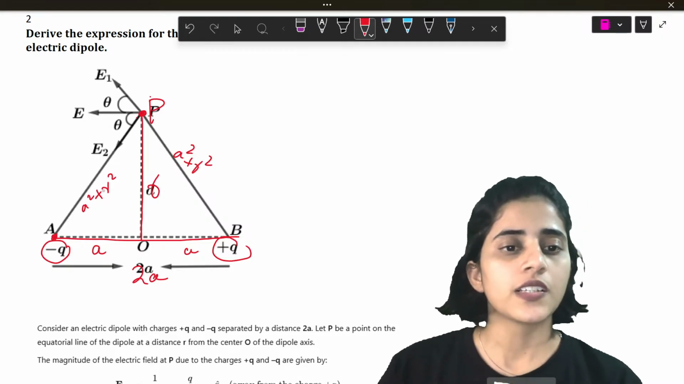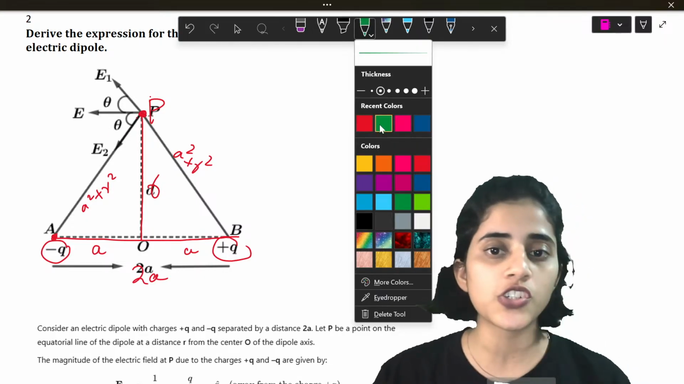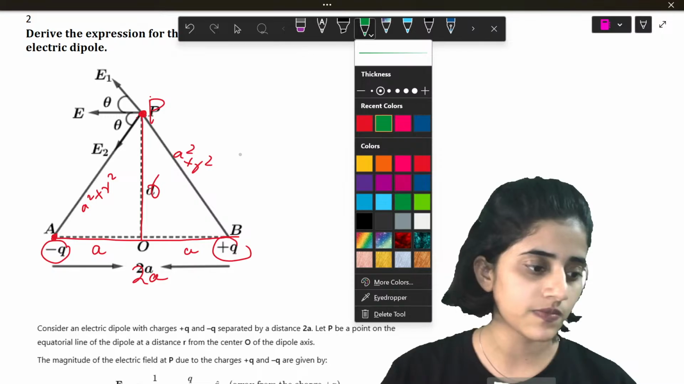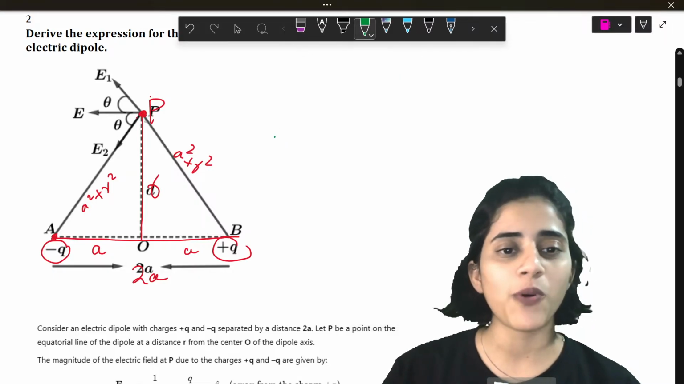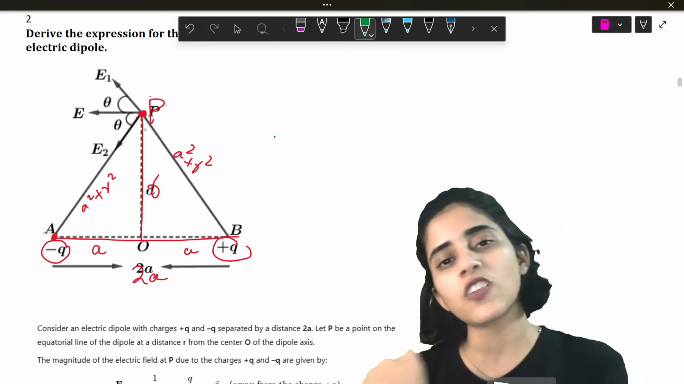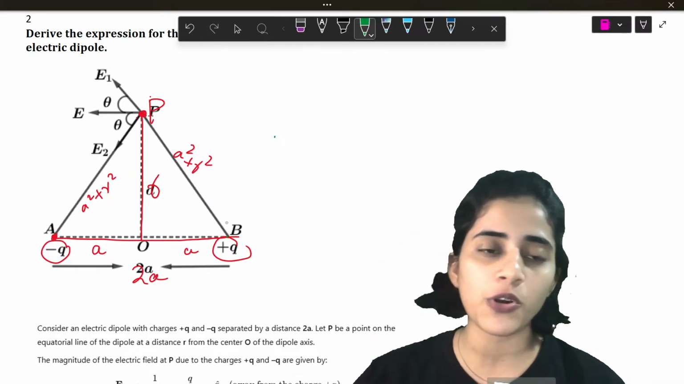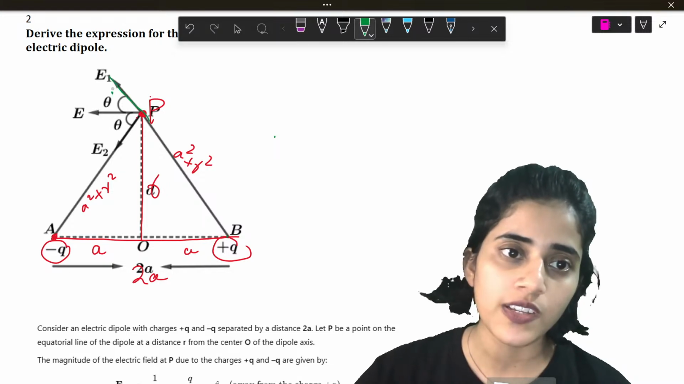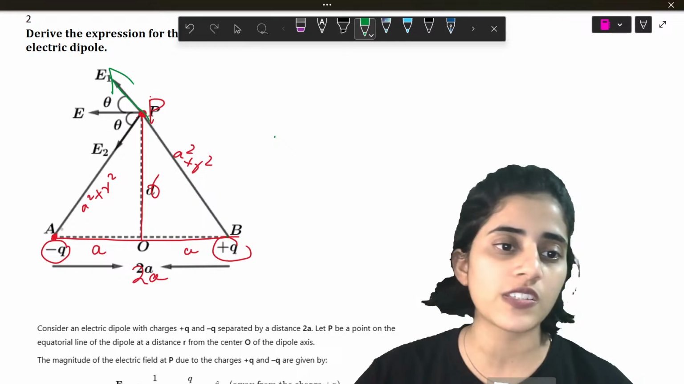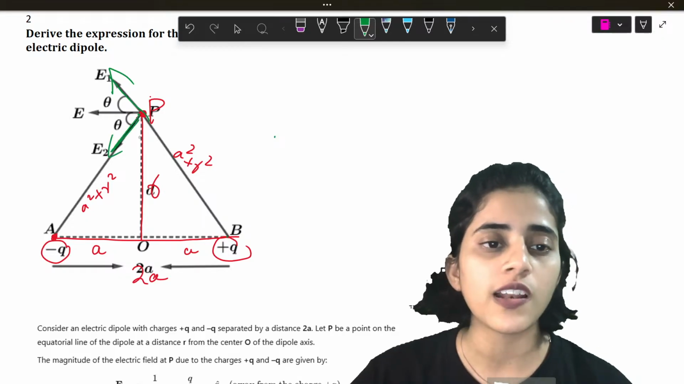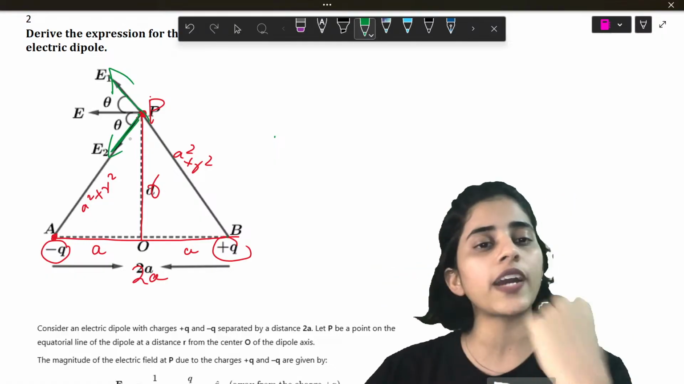Okay. So again, at point P, because of the positive charge, the field lines will always move out. So if this is a positive charge, field lines always move out, so they should move like this. Now for negative, field lines move towards the negative. So if this is a negative, field lines should move like this. So this is how I get the two directions.